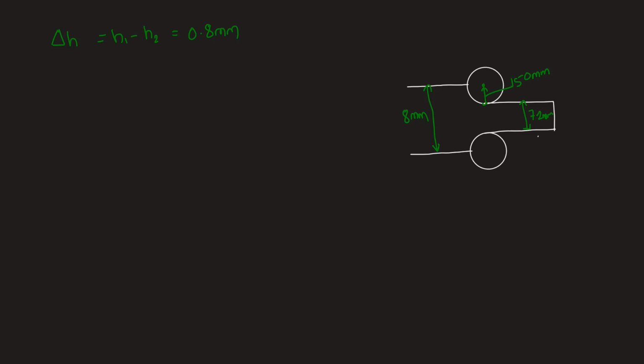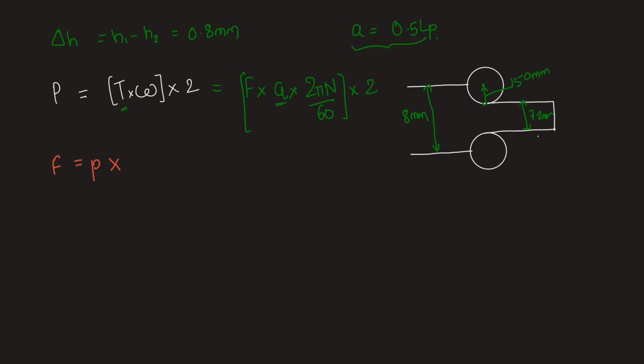We are to calculate the power. So power required will be torque on the roller times its angular velocity omega. But there are two rollers, so we'll multiply this quantity by 2. This is the total power. Now, torque can be calculated using the tangential force F times the arm length A, where arm length is equal to 0.5 times LP for hot rolling. And omega can be written as 2 pi N by 60, times 2. F can be found using pressure P times the area AP, where AP denotes the projected area.